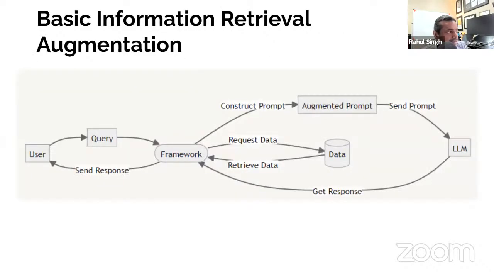It looks like something like this. You have a user, asks a question, the framework constructs a prompt. I will say that's the augmented prompt. It then sends that prompt to the LLM, right? Gets the answer. Now, somewhere in between, it's getting data from a database. It's requesting data, relevant data, it's retrieving that data, and then it's constructing the prompt.